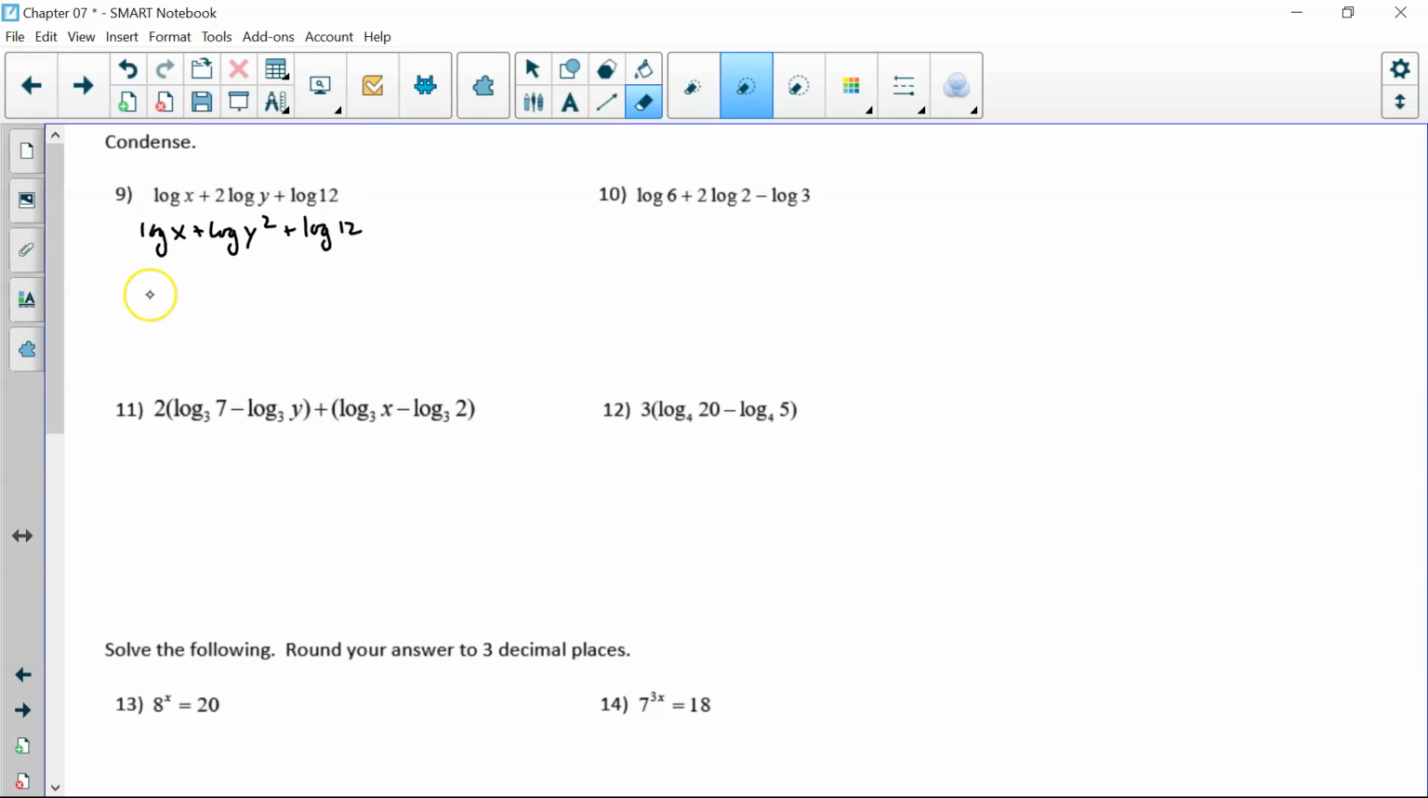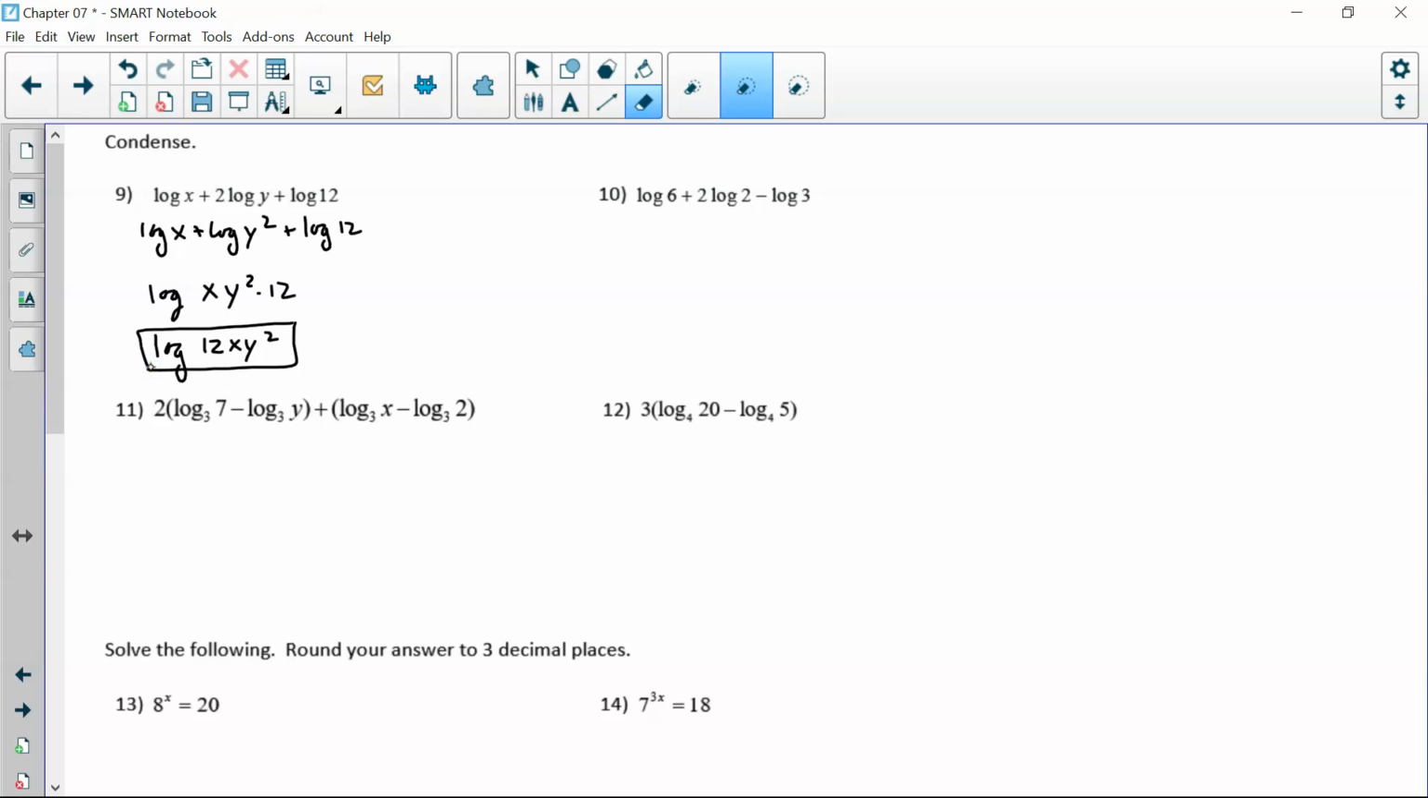Now, what I do, we want to write just one log. Since everything here is added, it's all multiplication. So they're all in the same numerator. So I'm going to put 12 out front. Well, actually, x y squared times 12. And we would commonly write that as log of 12xy squared. Remember, there's no base shown, so this is log base 10.